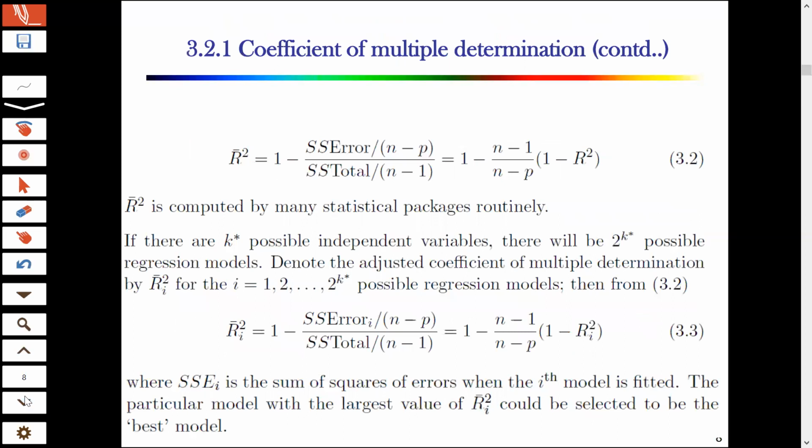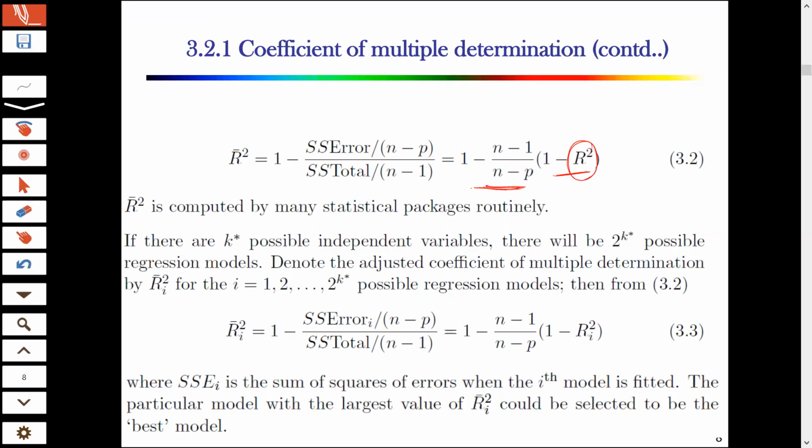Here is the formula for adjusted R square. It is 1 minus sum of squares of error divided by n minus p, divided by sum of squares of total divided by n minus 1. If you calculate this, this will be 1 minus (n minus 1) over (n minus p) times (1 minus R square). So that means once we get the R square value, we can easily get the adjusted R square.